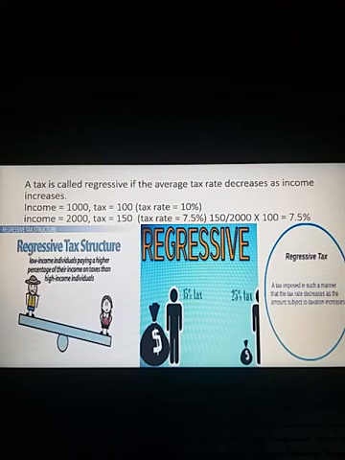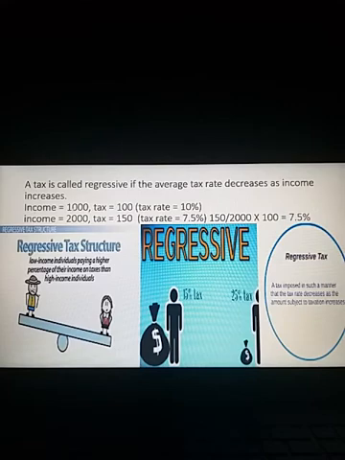A tax is called regressive. Opposite, regressive. Previously what we learned was progressive, but this is regressive. If the average tax rate decreases as income increases. See, you observe this particular sentence and compare with the previous. Previously it was said that as income increased, tax rates also increased in progressive. But in regressive, as your income increases, the tax rate decreases. The rate of tax decreases, not the amount of tax. Keep it in mind.